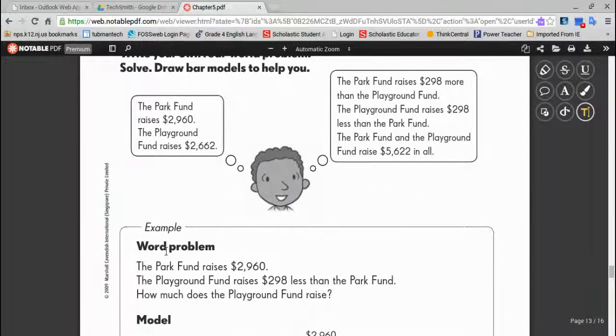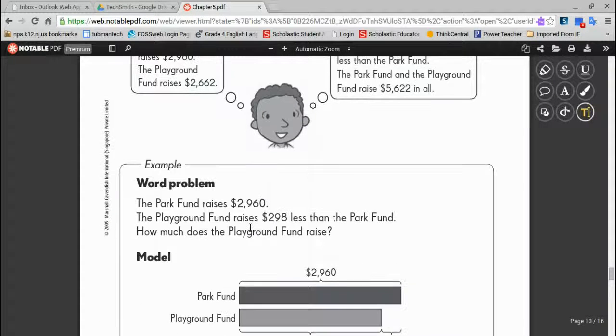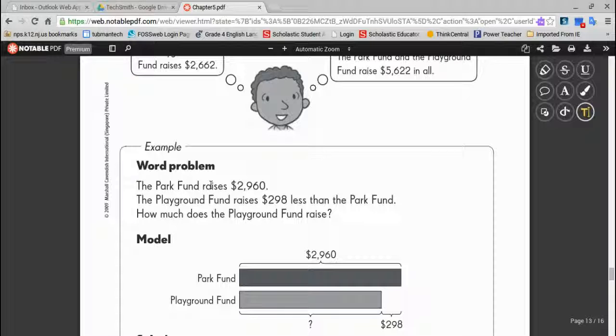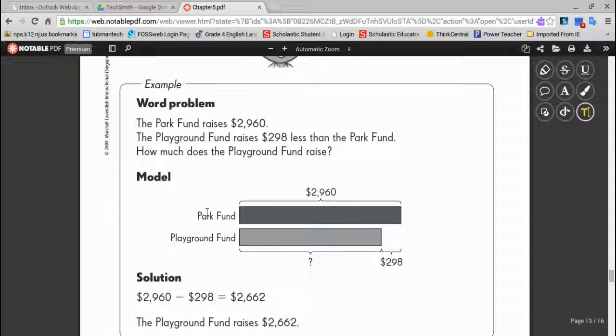Alright, so here is the word problem that they came up for the example. The park fund raises $2,960. The playground fund raises $298 less than the park fund. How much does the playground fund raise? So again, they drew a bar model to represent this word problem. The park fund raises $2,960. So here's the park fund.